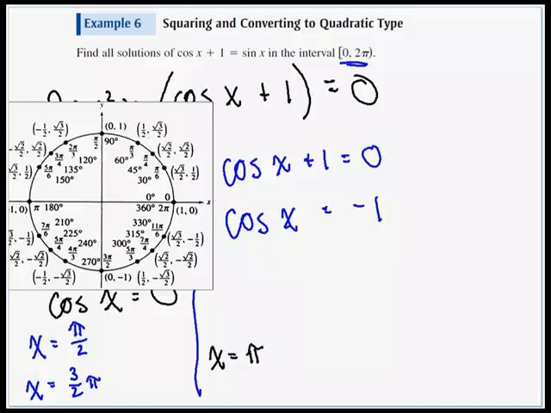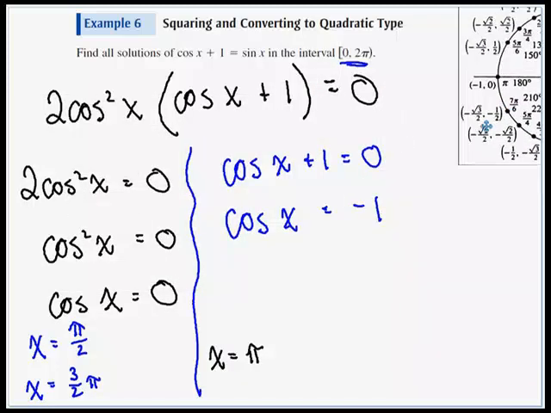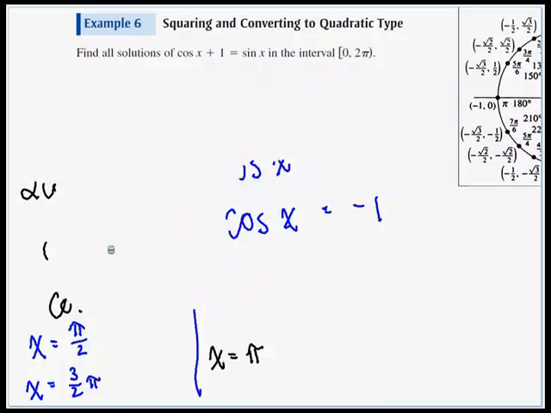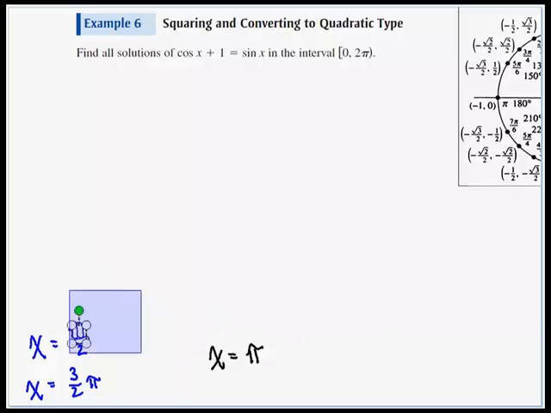Are they all correct? We have to remember when we did algebraic techniques like this before, when we squared both sides of an equation, we could sometimes create extraneous solutions. So we have to check our solutions to make sure none are extraneous.